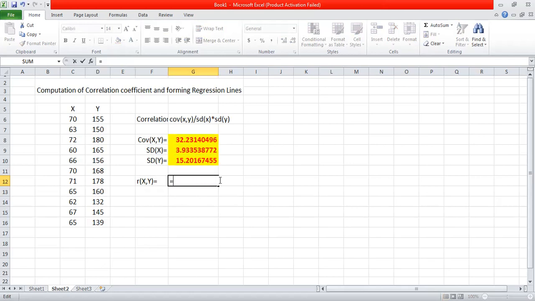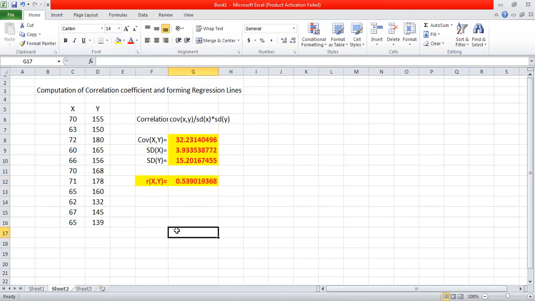First, covariance of x comma y divided by sigma x into sigma y. So this is the R of x comma y value. So therefore, what is the correlation value we got directly by using simple functions? R of x comma y equals covariance of x comma y by sigma x into sigma y. So this is the correlation value we got.